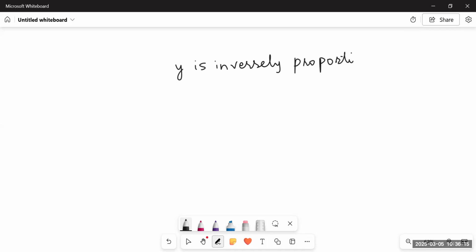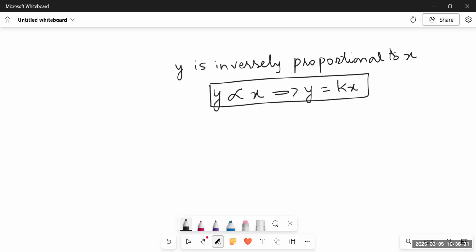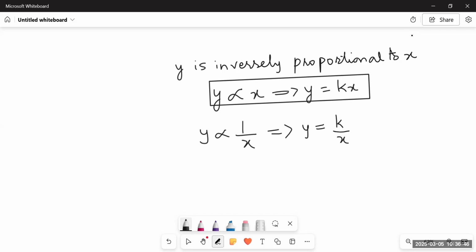So if it says that y is inversely proportional to x, so if there was a relation between y and x of direct proportion, we used to write it like this: y is directly proportional to x, where y equals kx, if you remember. This was the equation used for direct proportion. But since there is an inverse proportion, we are going to write it as y is inversely proportional to 1 upon x, where y equals k upon x. This is the difference between the two equations, a very slight difference.